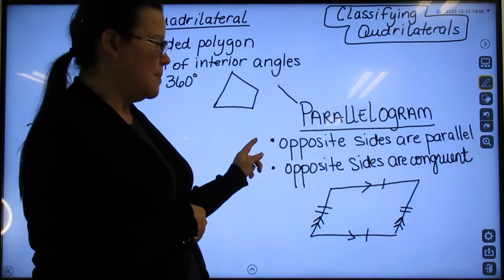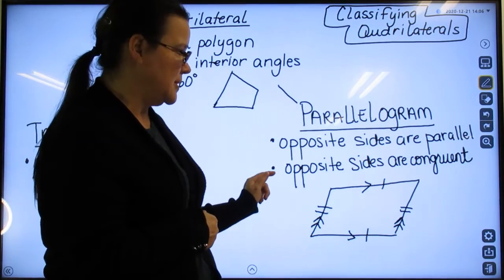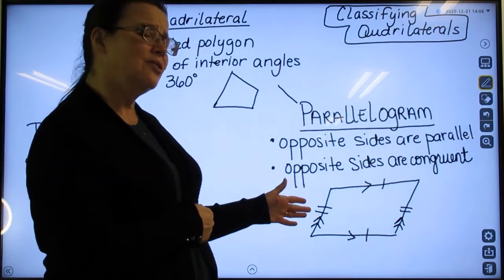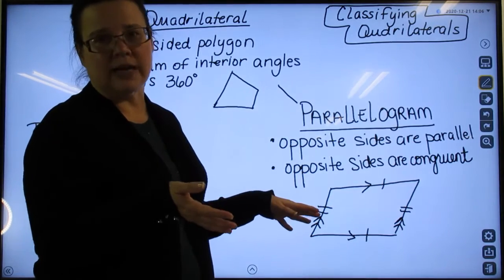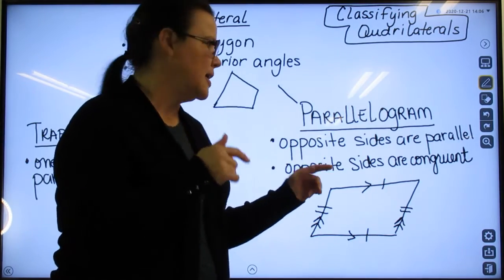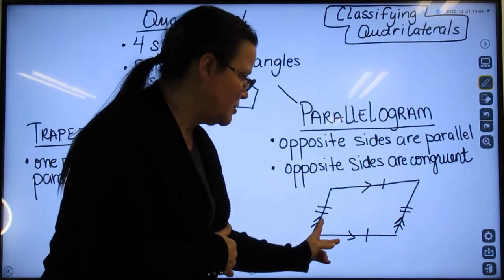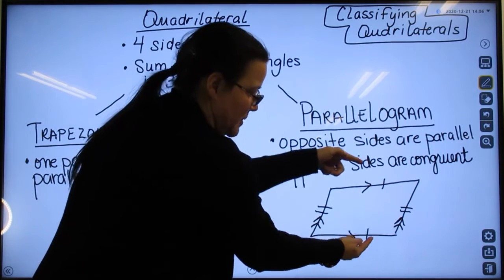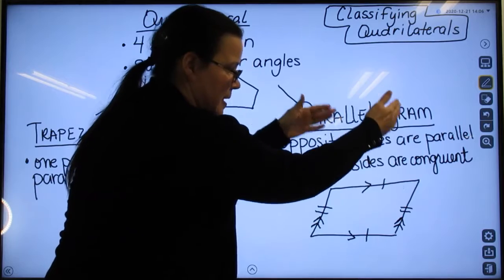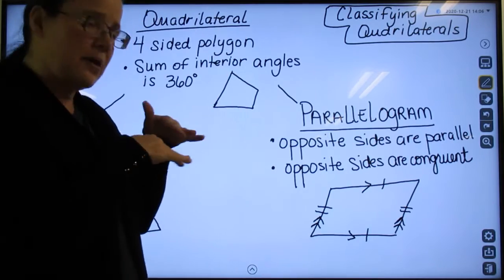A parallelogram has opposite sides that are parallel and opposite sides that are congruent. And I usually call this a drunk rectangle because it leans to the side, and the two sides are equal here and the two sides are equal here, and they both are parallel. They'll never meet.